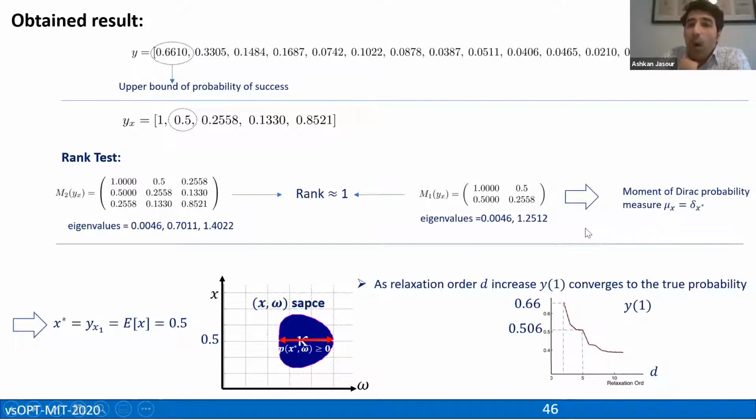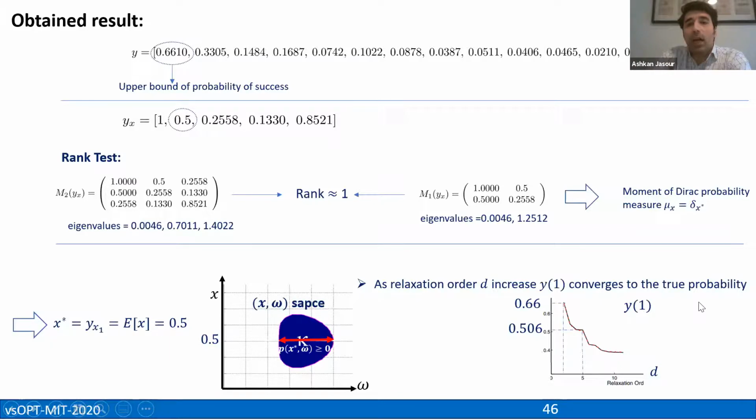And this is how the upper bound probability, the zero order moment of this sequence, decreases as I increase the relaxation order. As we increase the relaxation order, this probability decreases and converges to the true probability of success of the problem.